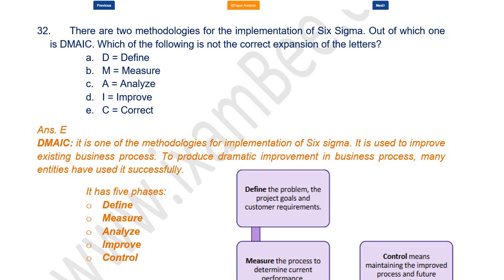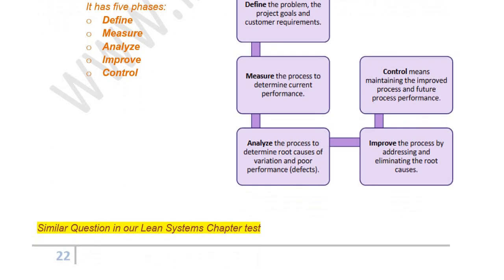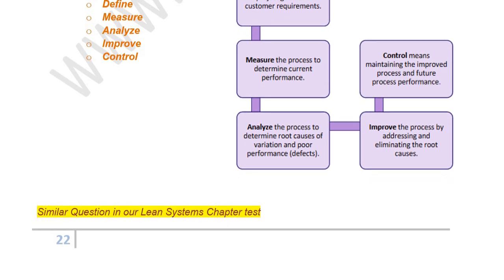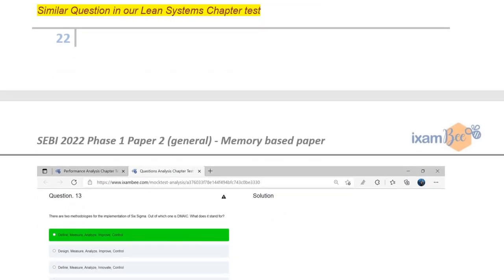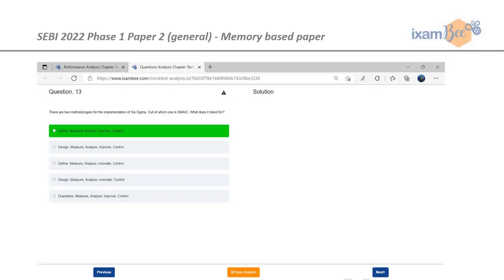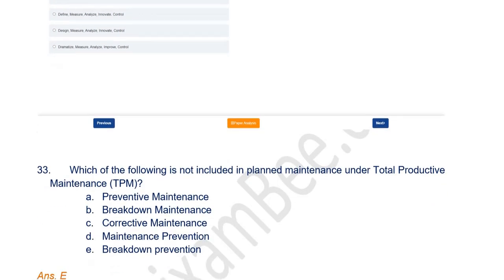There are two methodologies under Six Sigma. One of them is DMAIC. What is the full form? All the letters were given and you had to identify which one is not correct. The irony is that the option C which says correct was actually not correct. C stands for control in the DMAIC model. Exact same question in the form of complete full form that we had asked. What does DMAIC stand for? We had taken this question from our mock test.